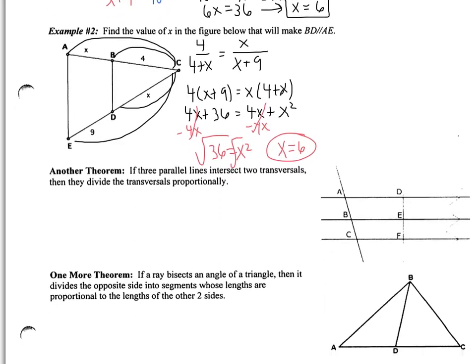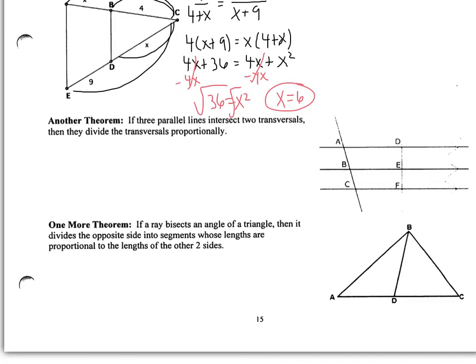Okay, so we have two more theorems. Next theorem says if three parallel lines intersect two transversals, so here you can't see it very well, but these three lines are parallel, and then we have the first transversal and the second transversal. They divide the transversals proportionally.